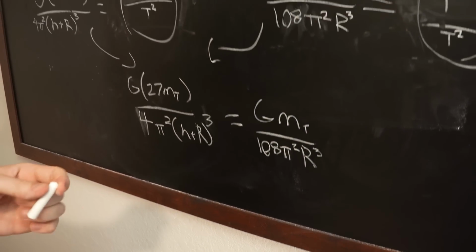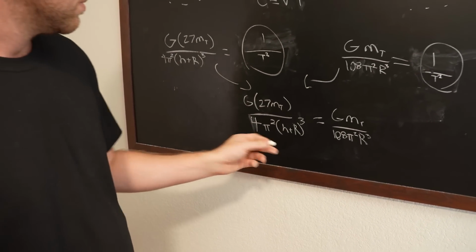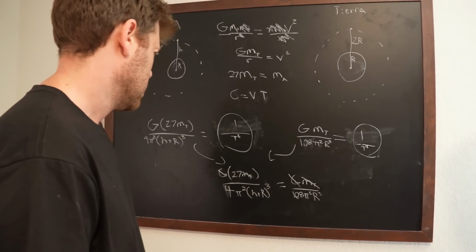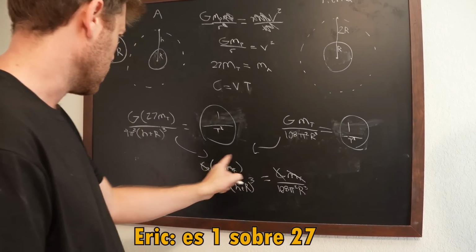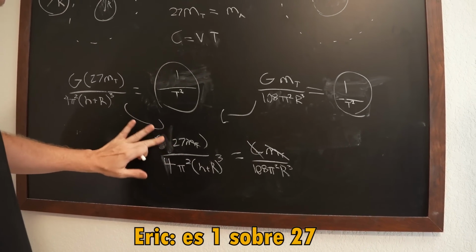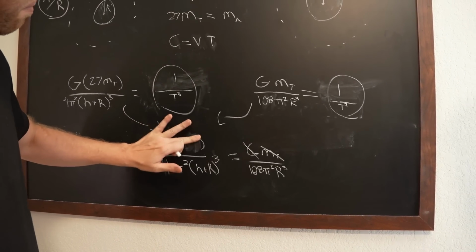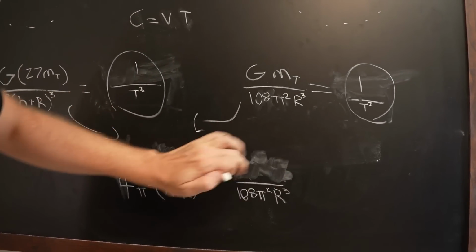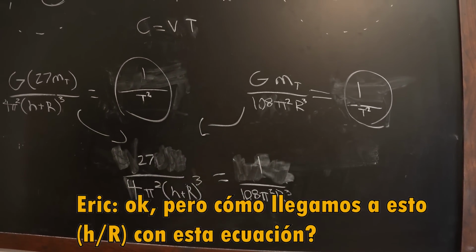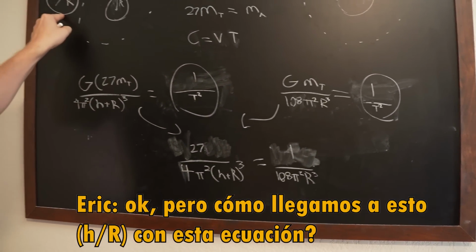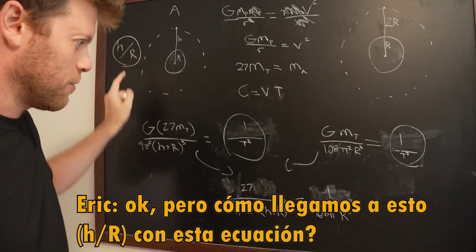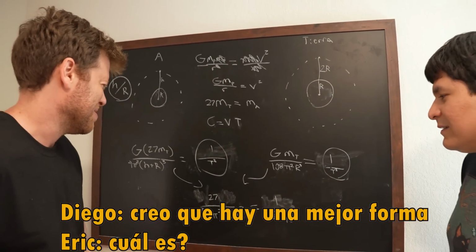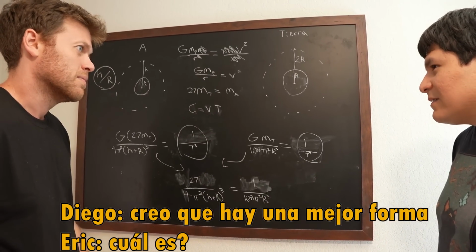Me gusta la solución. Prácticamente hemos derivado las ecuaciones, ¿ok? Just 1 over 27. Un poco de cancelación, cancelando. Okay. So how do we get to here from here? Am I gonna have to do this? No. I think there's a better way.